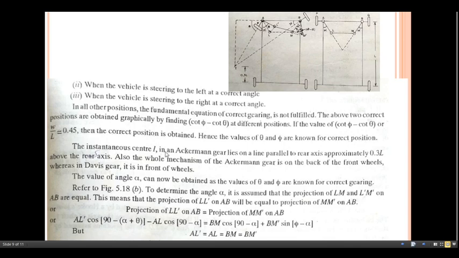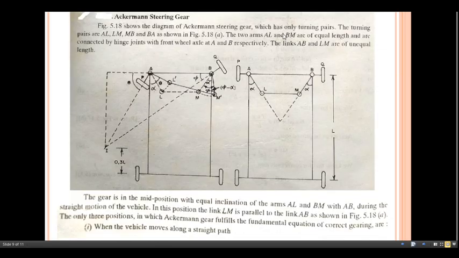The instantaneous center I in the Ackermann gear lies on a line parallel to the rear axis, approximately 0.3 times L above the rear axis. Also, the whole mechanism of the Ackermann steering gear is at the back of the front wheels, whereas in the Davis steering gear it is in front of the front wheels.